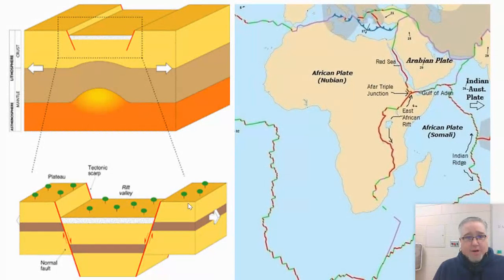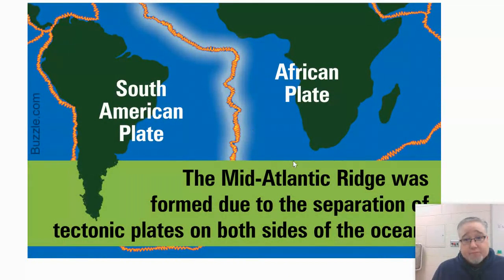So just make sure we know the direction of those divergent plates as they move. They're moving in opposite directions of each other. There's also one here that I think is important to know. This is called the Mid-Atlantic Ridge. The Mid-Atlantic Ridge basically cuts the Atlantic Ocean in half.